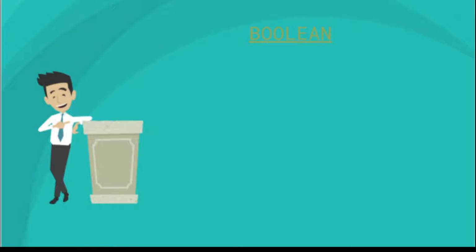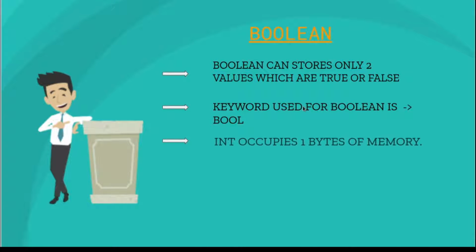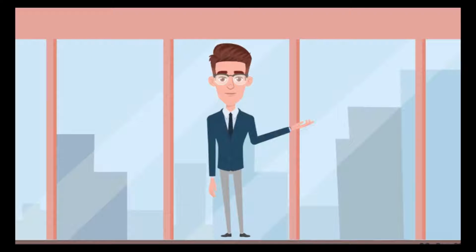The fourth primitive data type is called boolean. It can only store 2 values, which are true or false. The keyword used for boolean is bool. It is basically used when we are dealing with conditions. So let's now try to use the variables and data types in the code.